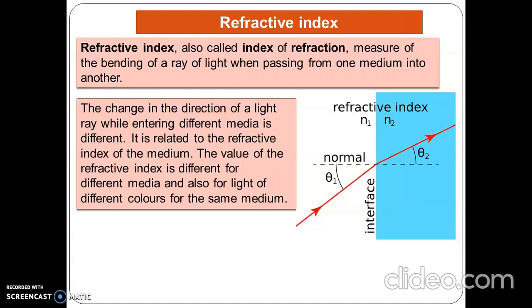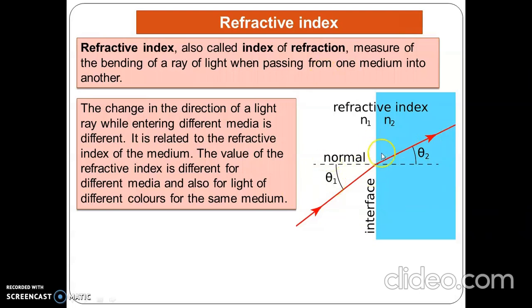The value of the refractive index is different for different media and also for light of different colors for the same medium. Now there are various transparent mediums, children. We have glass, we have air, we have water, we have fog. Okay, so in all cases, the value of refractive index will be different. The value of refractive index for air and the value of refractive index for water is different. Not only that, but in the same medium, that is air, this value is different for different colors.